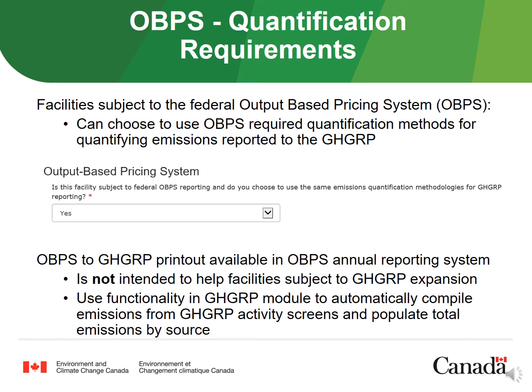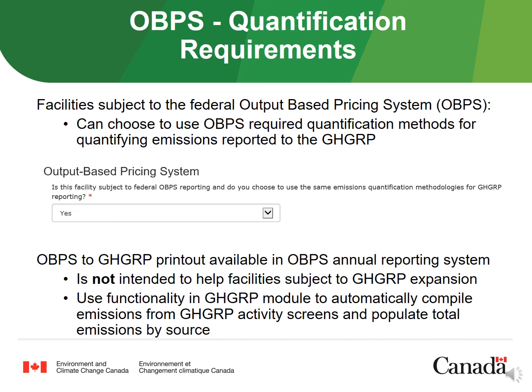If you select Yes for this option, the methodologies that you can select on the subsequent screens no longer refer to the 2019 GHGRP methods. They refer either to the 2017 GHGRP methods or other applicable OBPS methodologies. Note that it is not mandatory to use the OBPS required quantification methodologies for reporting to the GHGRP. It is an option for those facilities subject to the OBPS regulations.